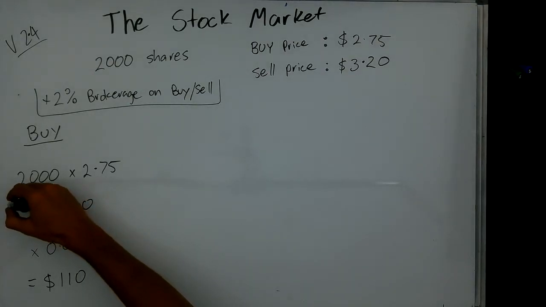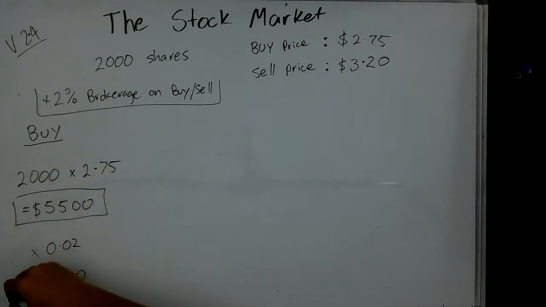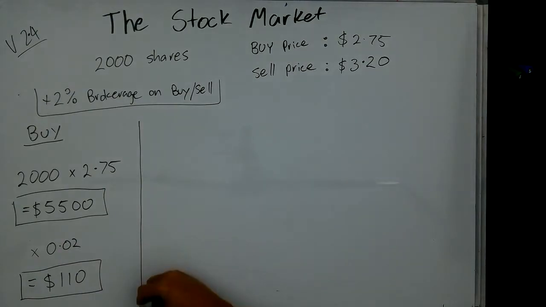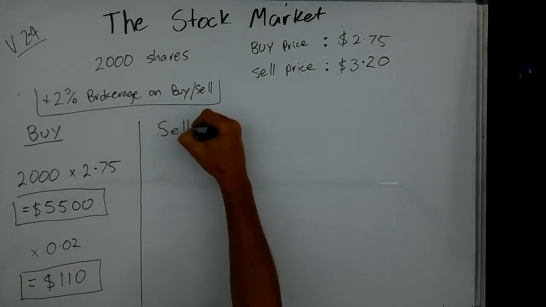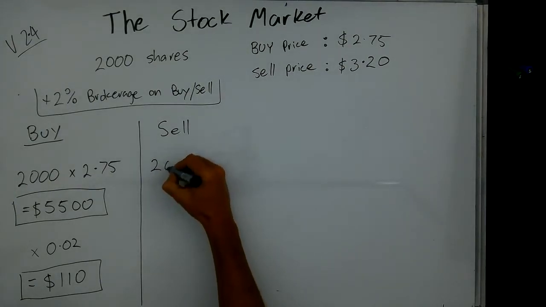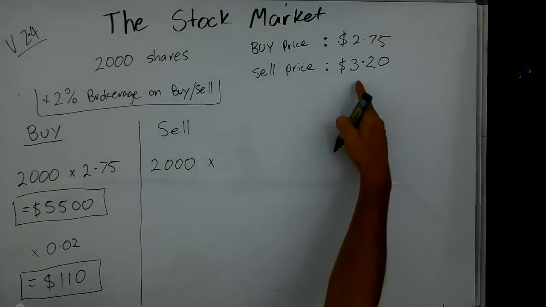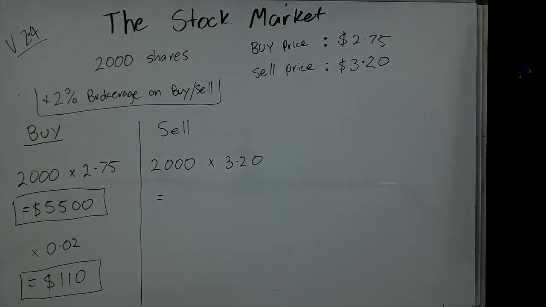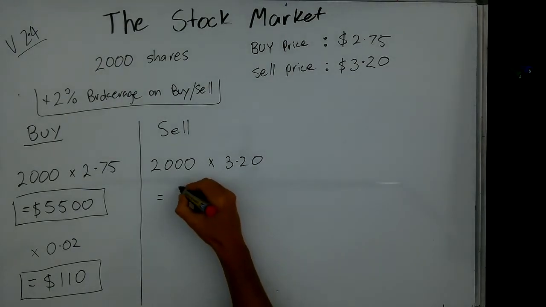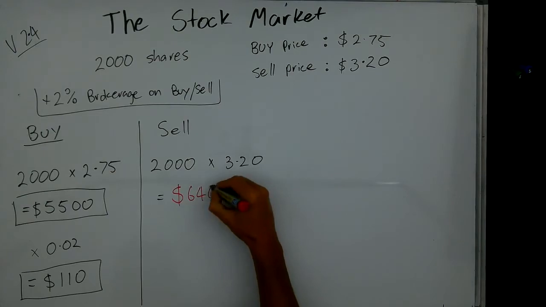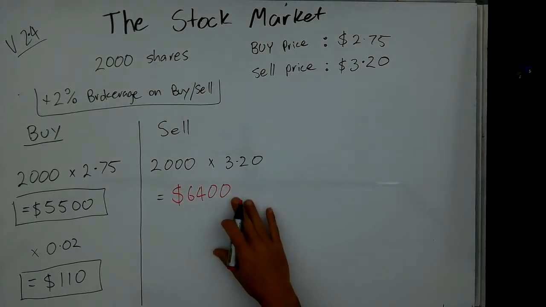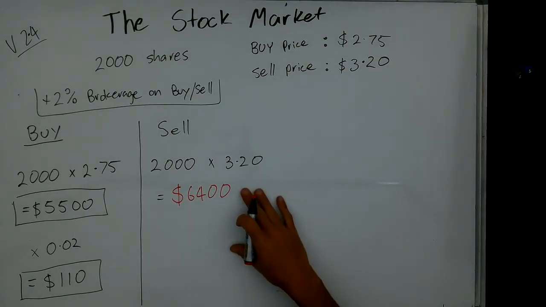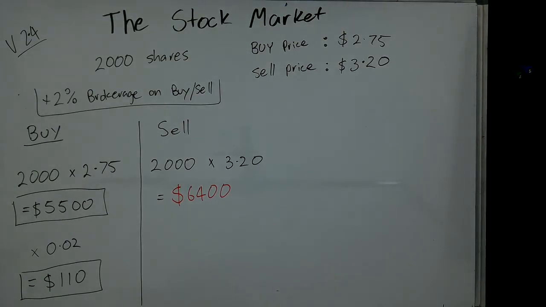So we've got that amount and that amount that we're paying. When we receive money, I'll change colour. So we've got 2,000 times the selling price equals, and I'm going to change this to red, $6,400, and I'm changing to red because this is money that is being received back. We need to keep track of this so we can do a little calculation to see what the profit is.